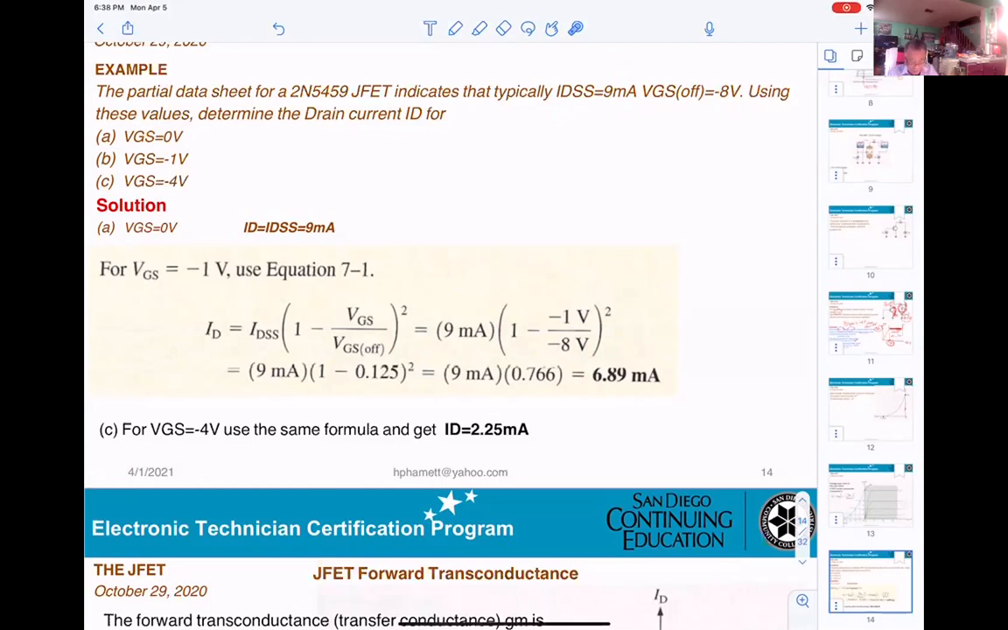Do you know how to do the calculation? C, VGS of minus 4. Then you use the same formula here, substitute the values, and the answer will be 2.25 milliamp. Any question about that calculation? JFET will be easier than a bipolar transistor if you understand it, but it requires more understanding.